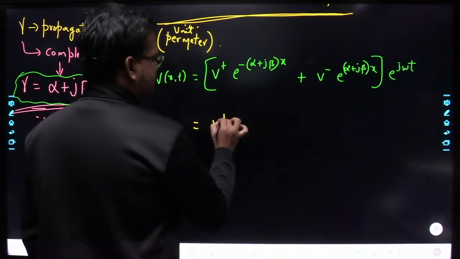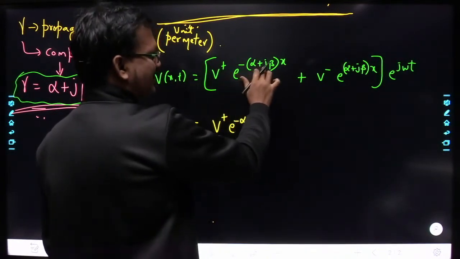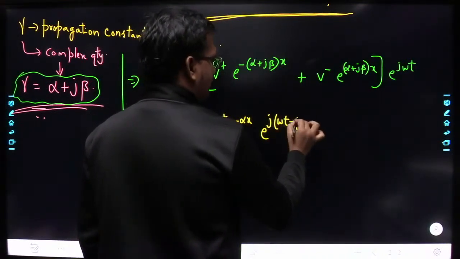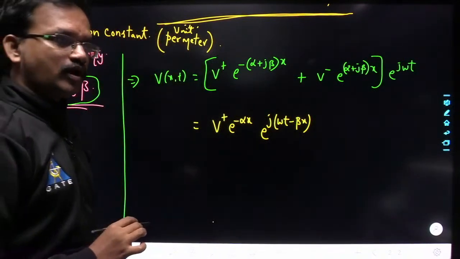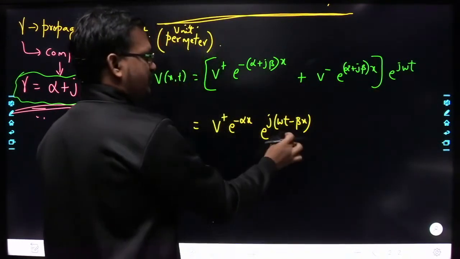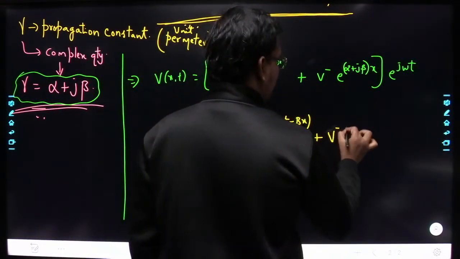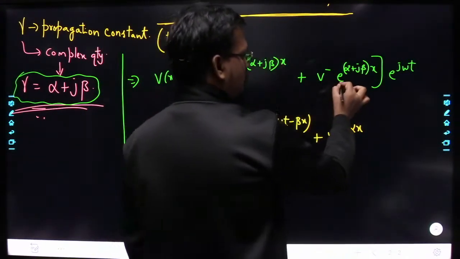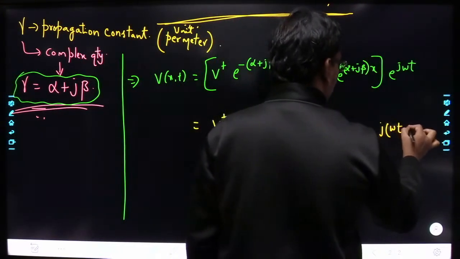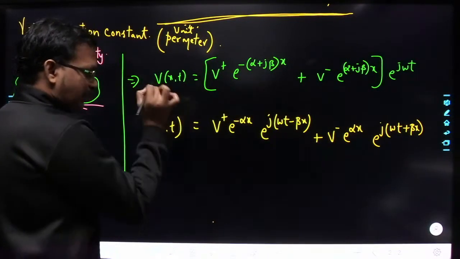I can write the first term as v plus into e power minus alpha x, e power minus j beta x, multiplied by e power j omega t, which gives e power j of omega t minus beta x. Similarly, the second term is v minus into e power alpha x into e power j beta x multiplied by e power j omega t, which is e power j of omega t plus beta x. This is the solution of voltage on the transmission line.